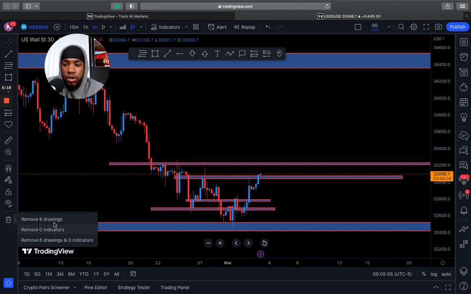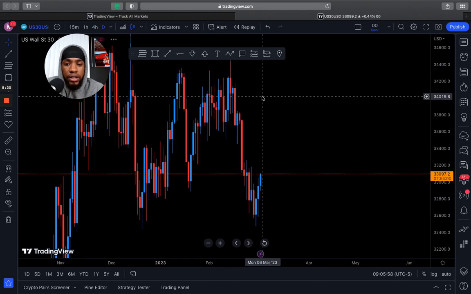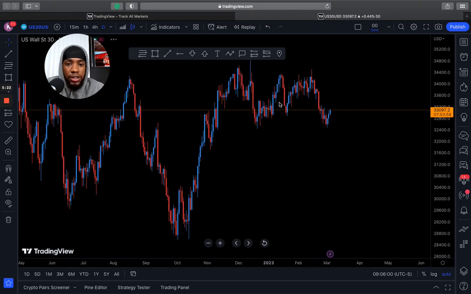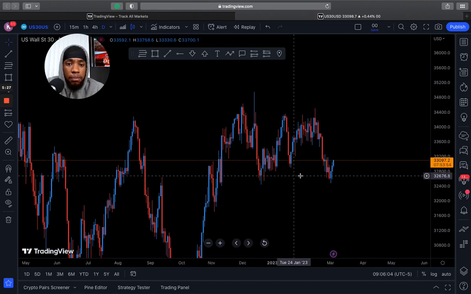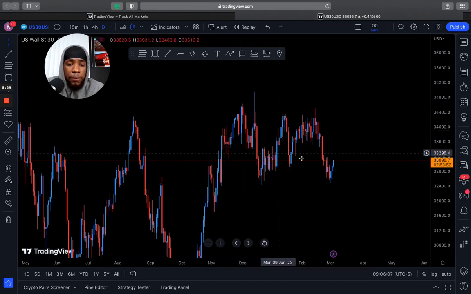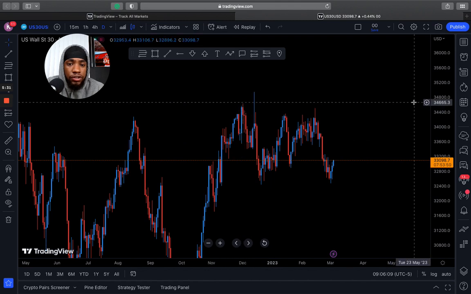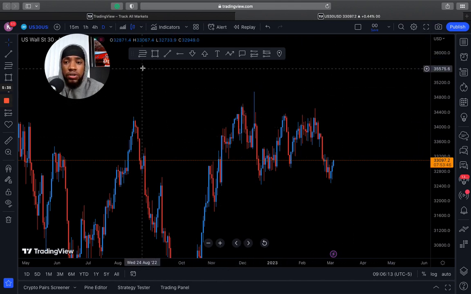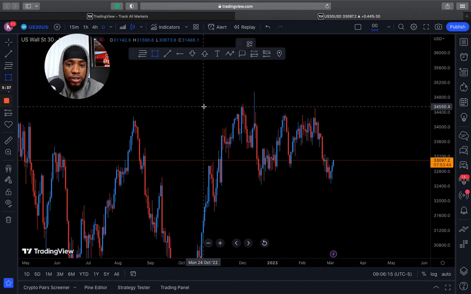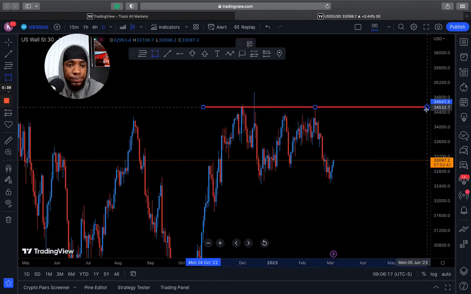So we can clear this off as well, just showing you, looking at the daily. When we look at the daily here, the big thing we first have to identify is that we're having a range. Price isn't really creating too many swings. In terms of higher highs or higher lows, we see price really ranging between this area here.